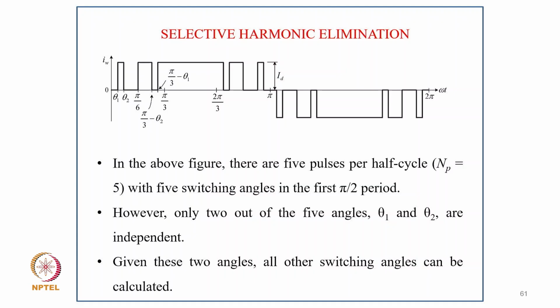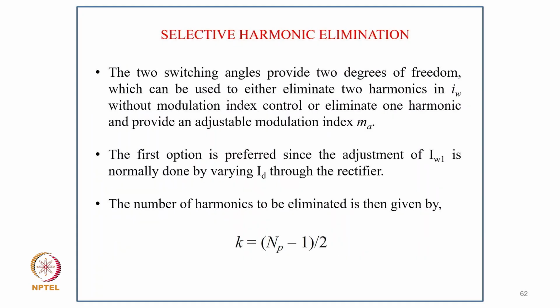In the above figure, there are 5 pulses per half cycle, NP equal to 5, with 5 switching angles in the first pi/2 period. However, only 2 out of the 5 angles, θ1 and θ2, are independent, and given these 2 angles, all other switching angles can be calculated. So the switching angles provide 2 degrees of freedom, which can be used to either eliminate 2 harmonics in IW without modulation index control, or eliminate 1 harmonic and provide an adjustable modulation index MA to control the output current. The first option is preferred since the adjustment of I1 is normally done by varying the ID through the rectifier.